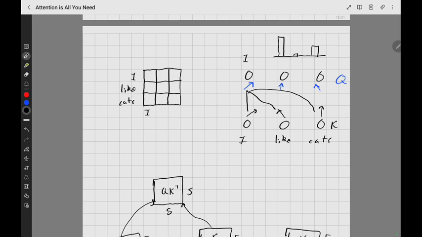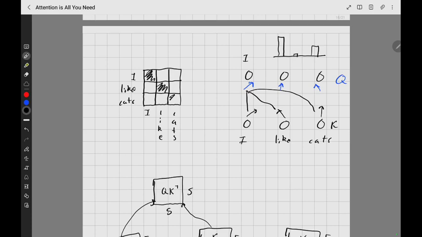So it's an S by S matrix, so it'd be I like cats by I like cats. And then we can kind of make a heat map out of this to represent how similar the words are. So this is a similarity matrix. So let me draw it out.